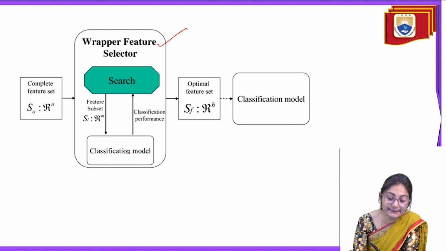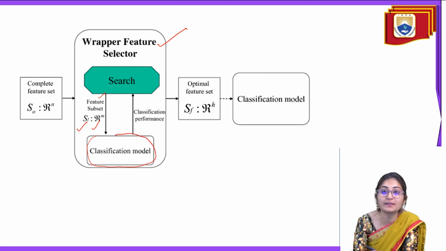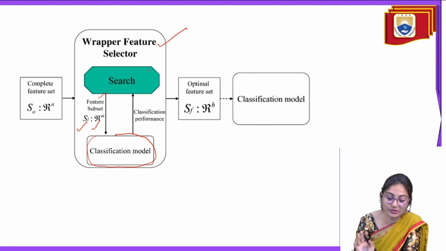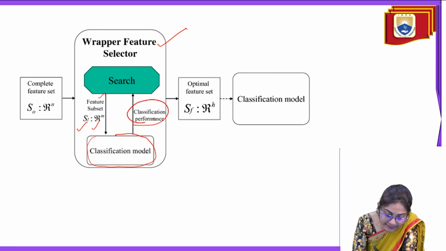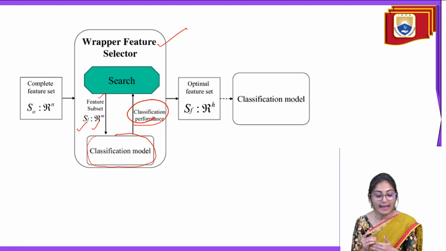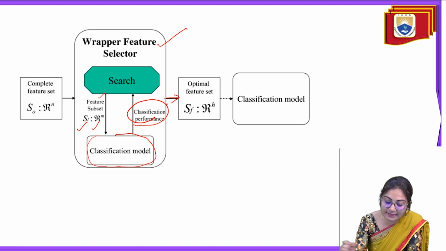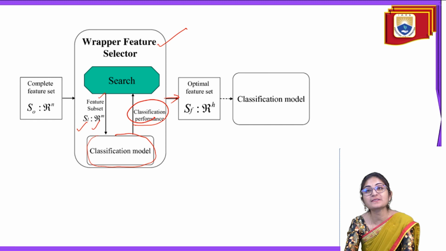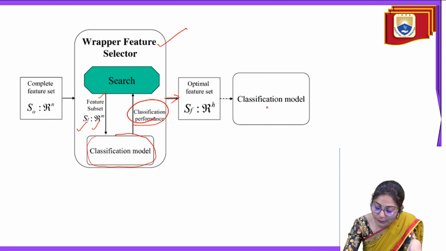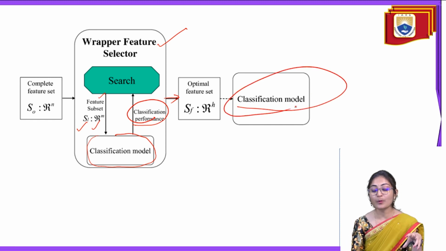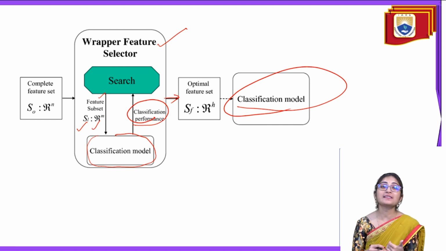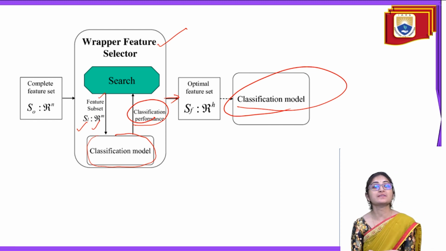There is some search happening. For searching, we are using some feature subsets, that is S1 and S2, and then after using the classification model, we are sending some output to that machine, to that data set, and here some classification performance happens. And after that, the optimal feature set is there. We are using the optimal feature set, and then we get the output in the form of the classification model.